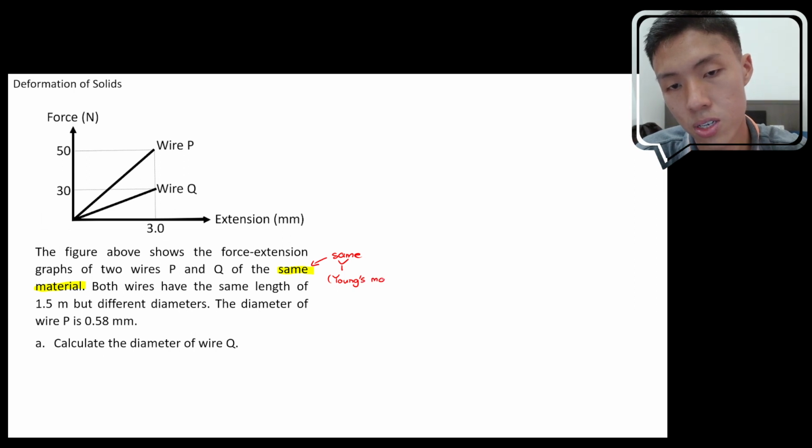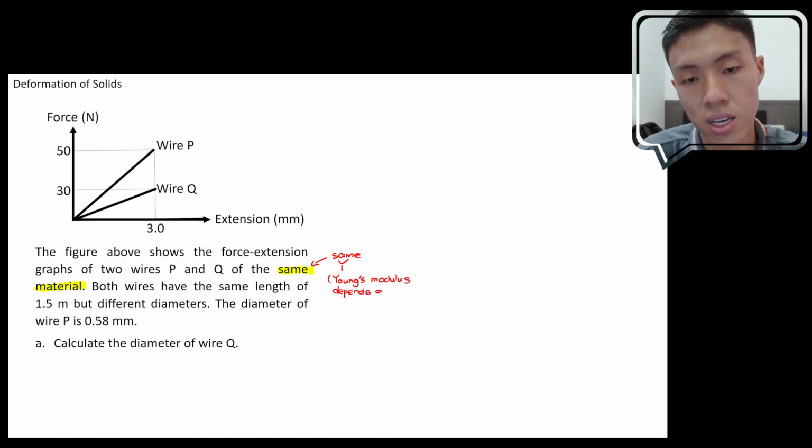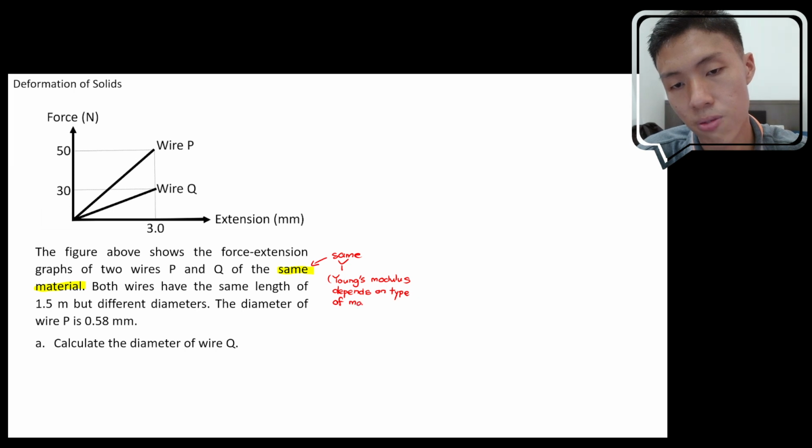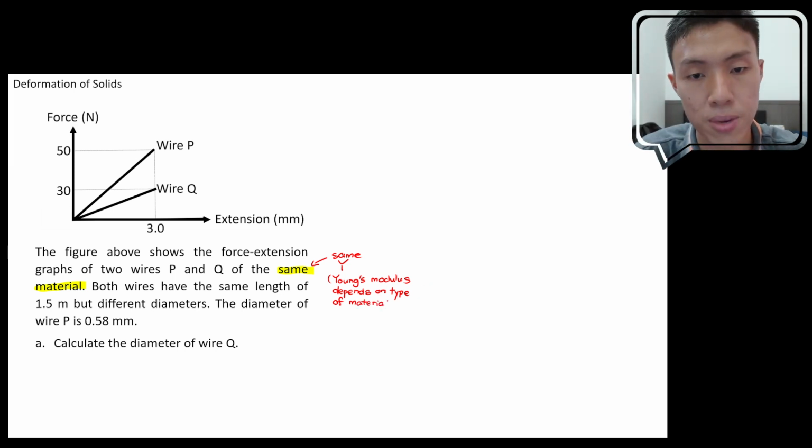Young's modulus depends on type of materials only. It doesn't depend on how you shape the material. If you want to shape it into a donut shape, a sphere, a pyramid, or a cylinder, no matter what kind of shape it is, if it's the same type of material, the Young's modulus will still be the same.